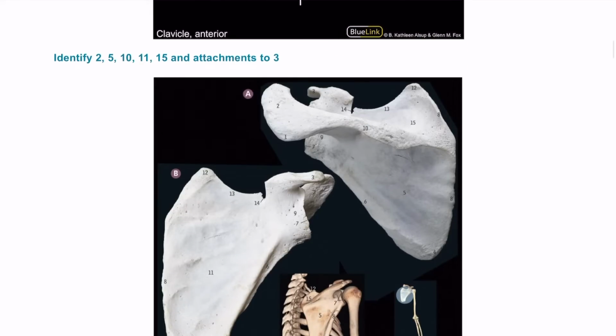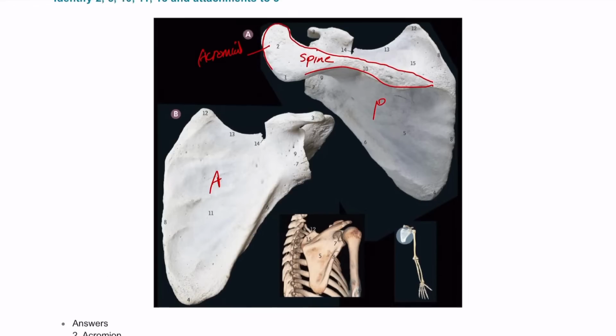Moving forward with osteology, this is the scapula, and in terms of the scapula, you have the anterior surface and the posterior surface. This is anterior and this is posterior. How did I know? By the presence of number 10. Number 10 is the scapular spine. So this is the spine of the scapula. And the spine will end by a process called the acromion, the acromial process. So 2 is the acromion.